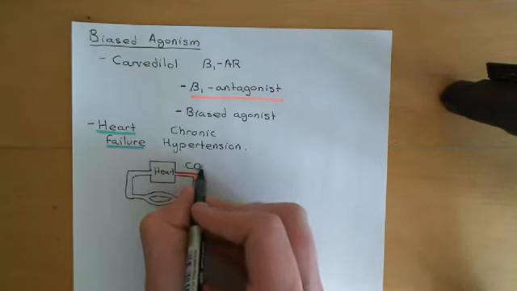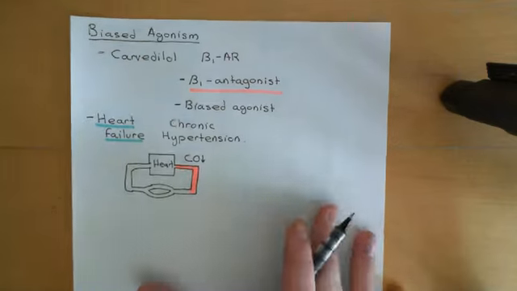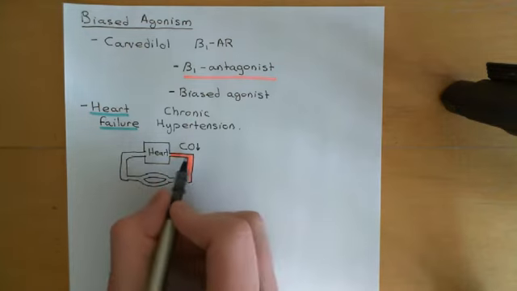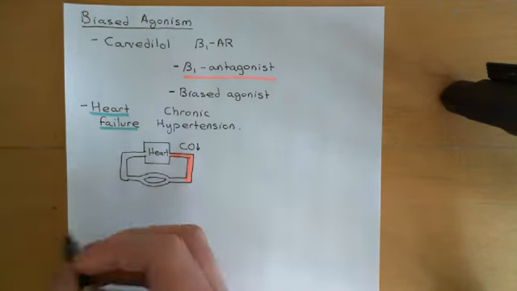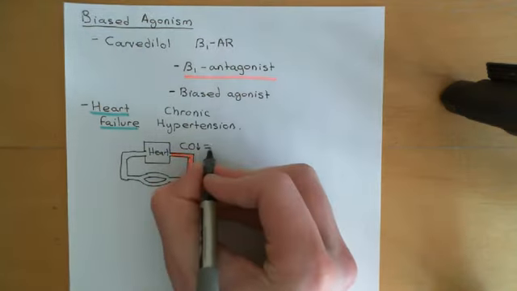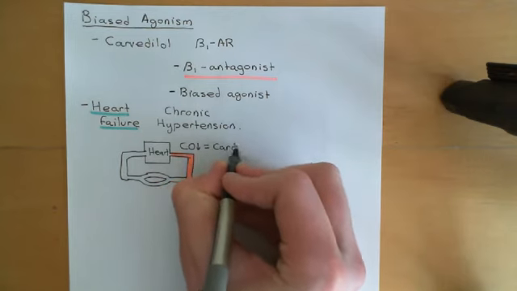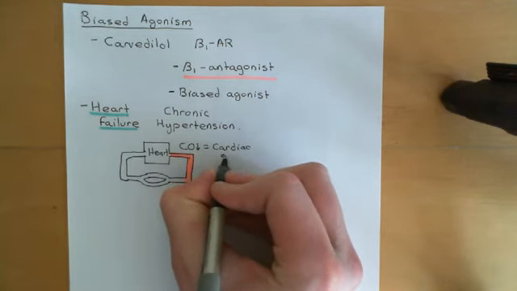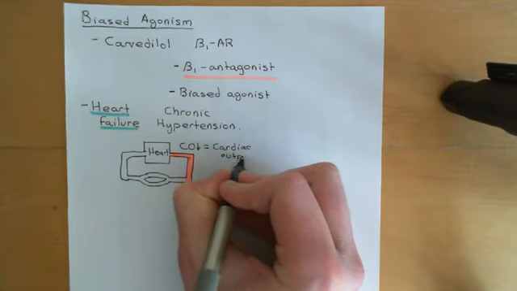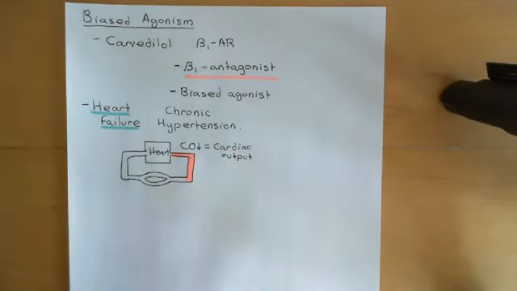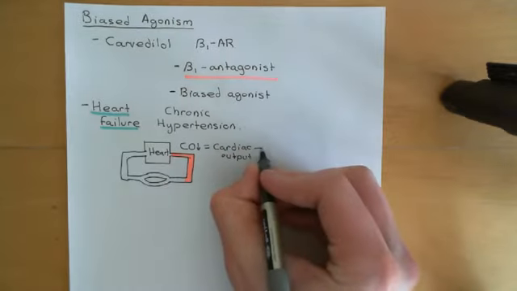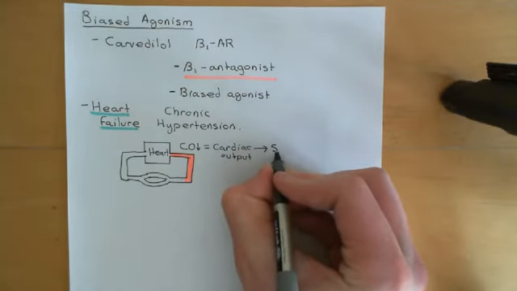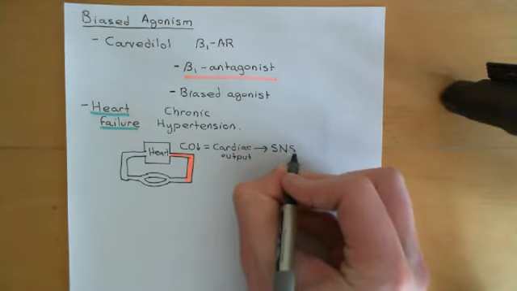So the cardiac output, which means how much blood the heart moves from the venous side into the arterial side in a minute, is going to fall. So CO is just short for cardiac output. Okay, now, when the cardiac output falls, that causes the activation of the sympathetic nervous system. Okay, so this is going to lead to the activation of the sympathetic nervous system.